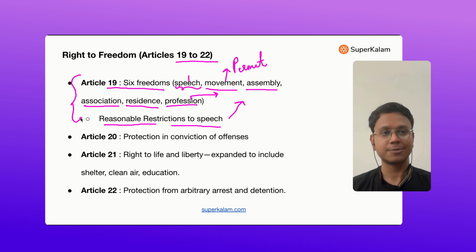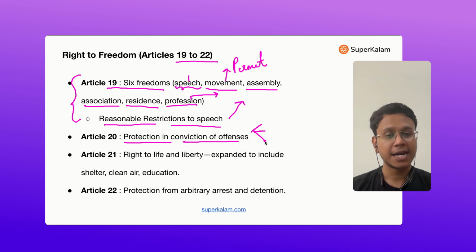Then let's move to the next article, which comes under right to freedom only, which is protection in conviction of offense. There are three parts to it. One part is that you cannot be convicted for the same offense twice, right? Second is you cannot be asked to give evidence or any kind of opinions against yourself if you are convicted. For example, if I am convicted in any offense, then I have a right to remain silent. I have a right that I'll not tell anything against myself. And third is that I will be convicted according to those laws which are currently applicable when that crime was done.